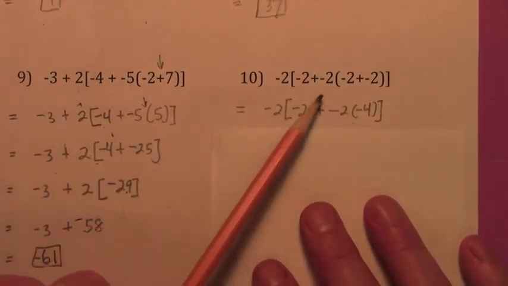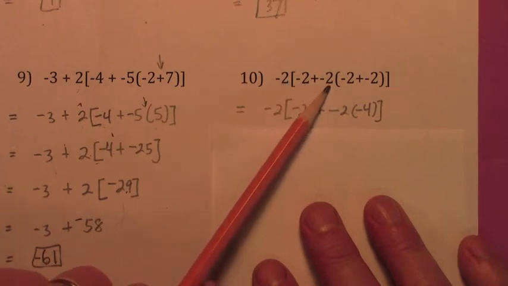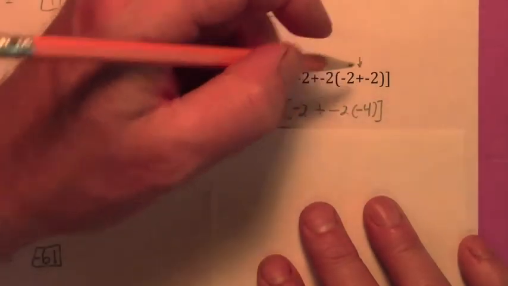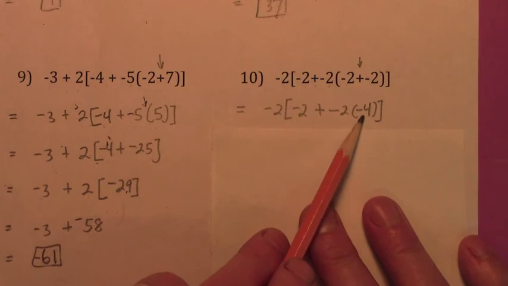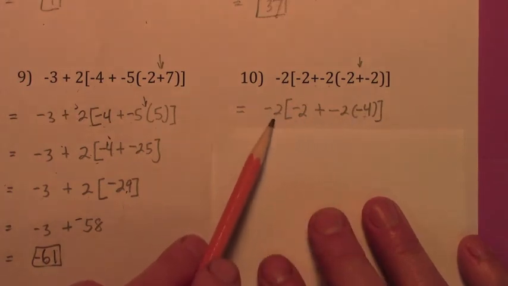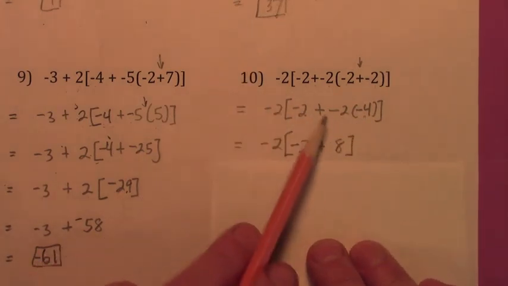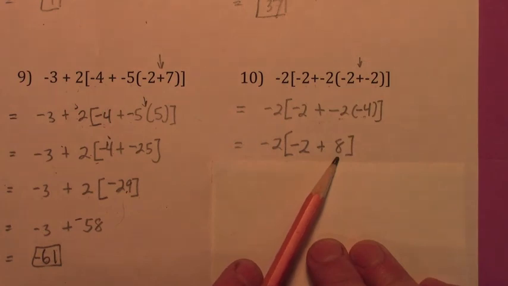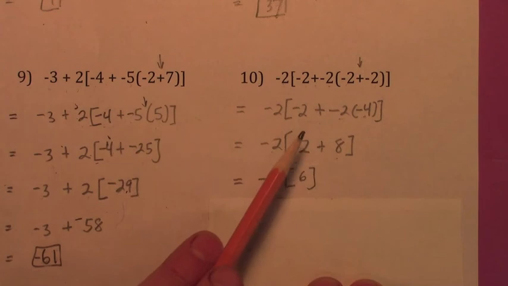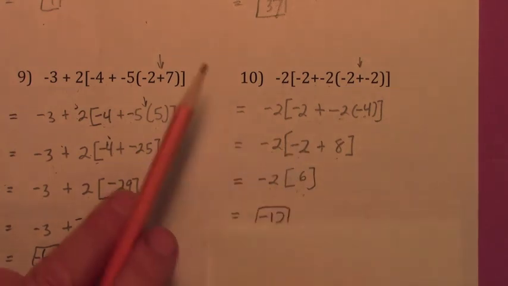All right, let's read this whole problem out. Negative 2 times the quantity of negative 2 plus negative 2 times the quantity of negative 2 plus negative 2. Okay, when you do the innermost parentheses, negative 2 plus negative 2 is negative 4, right? And then inside those square parentheses, you see negative 2 plus negative 2 times negative 4. Negative 2 times negative 4 is positive 8, right? So then you get negative 2 plus negative 2 times 8. So that becomes a 6. Negative 2 times 6 is negative 12.